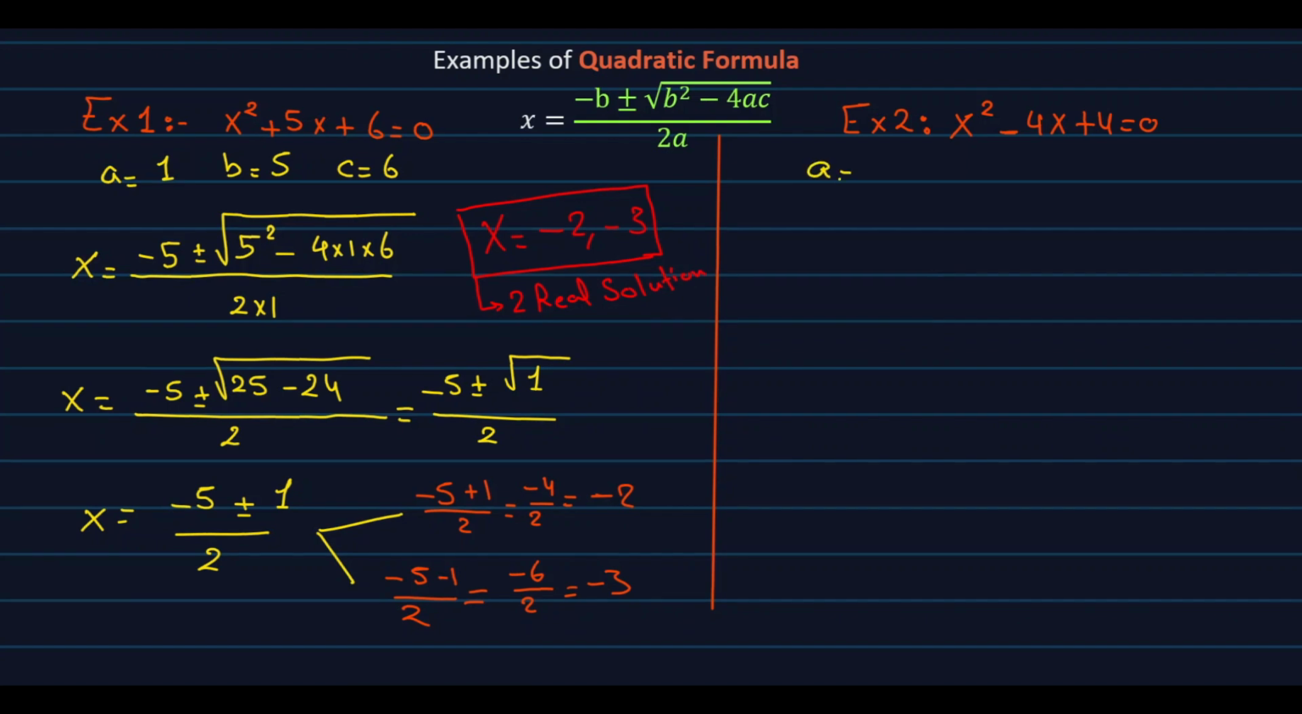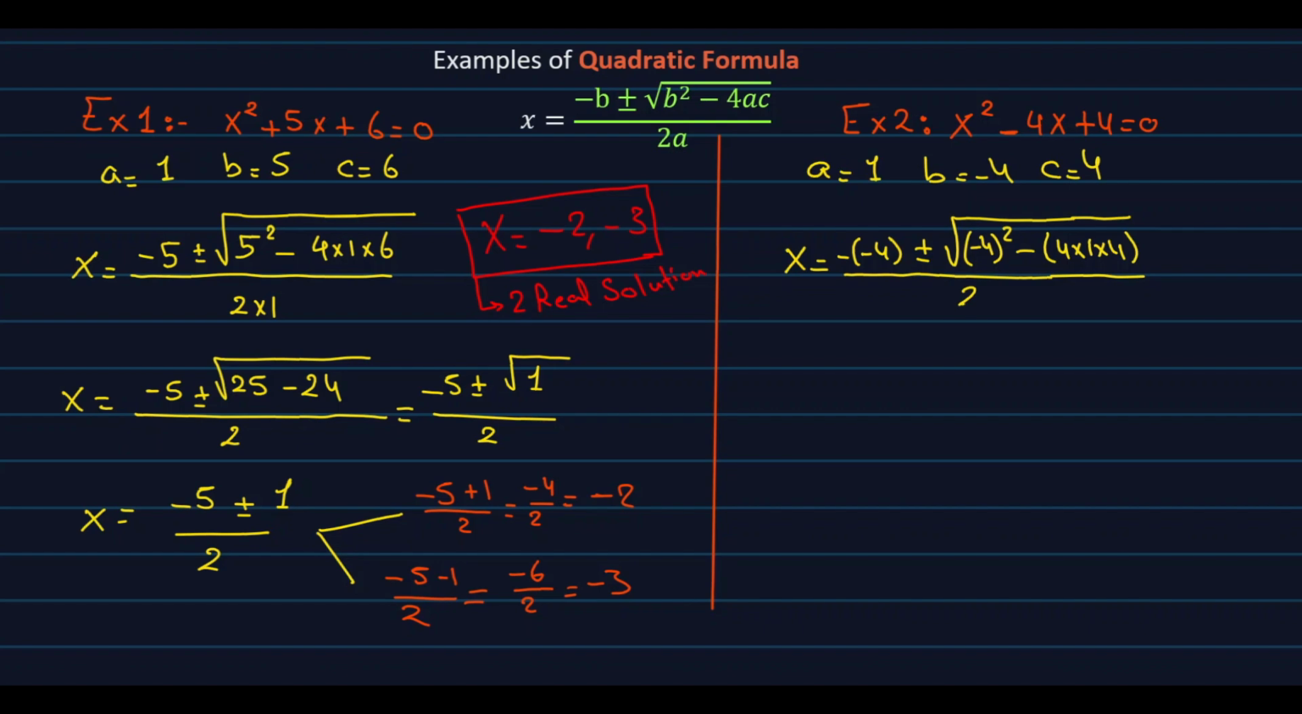First, let's indicate our a is equal to 1 and b is equal to negative 4 and c is equal to 4. Let's insert this number in our equation. We are gonna have x is equal to negative b, so negative 4 plus or minus square root of b squared, so negative 4 inside a bracket, power to 2 minus 4 times a times c, 4 times 1 times 4, over 2a, which is 2 times 1.